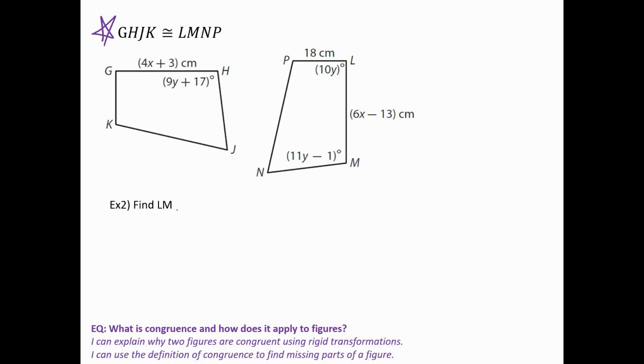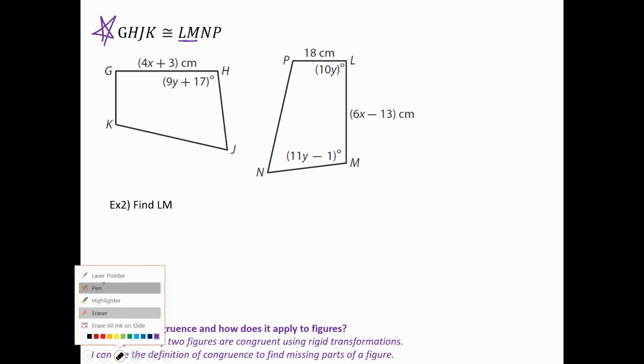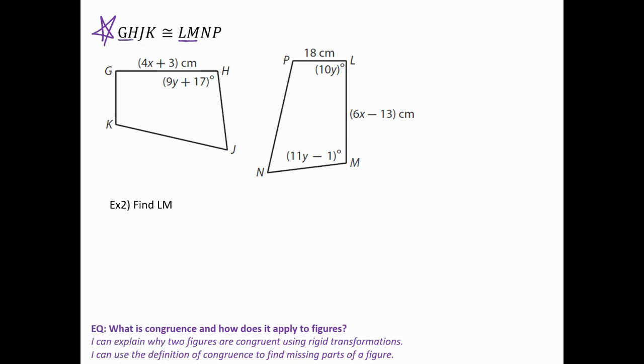At the bottom, I'm supposed to find LM. If I look at LM, and here it is on my shape as well, LM right here. From the congruence statement, that is going to match up with GH. I'm going to try to trace those one more time. Well, you can barely see it because it's right on top. All right, so LM is matching up with GH.